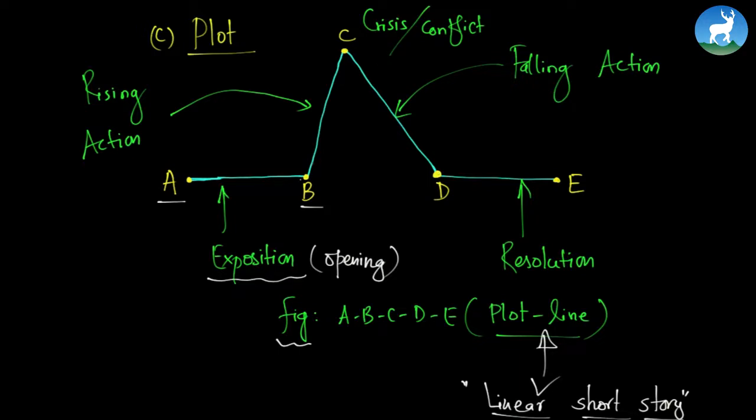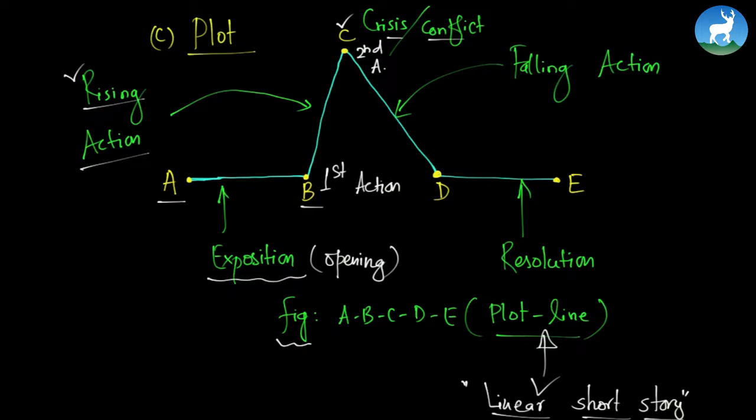Now something happens at point number B, which is called the first action. After that, what comes is called rising action. The story goes on progressing. Finally, a point comes, point number C, the second action, and that is called the crisis or the conflict. Now this is the significant, the main part of the story.